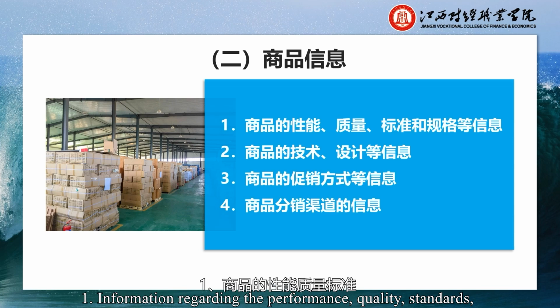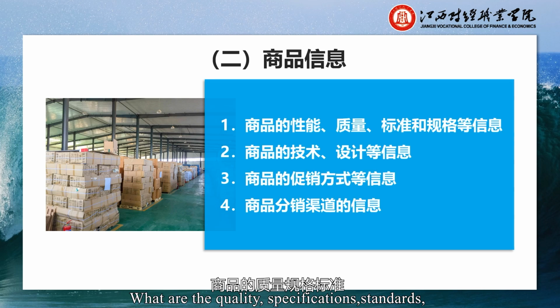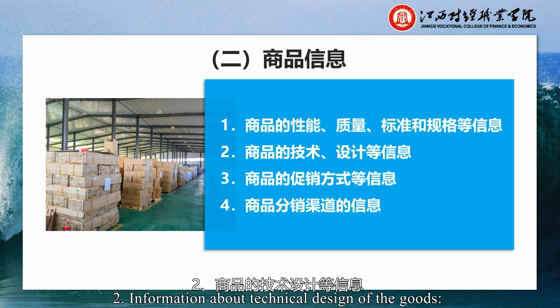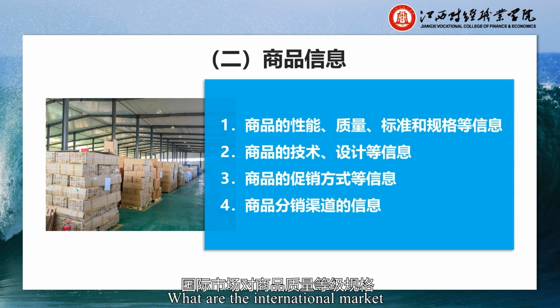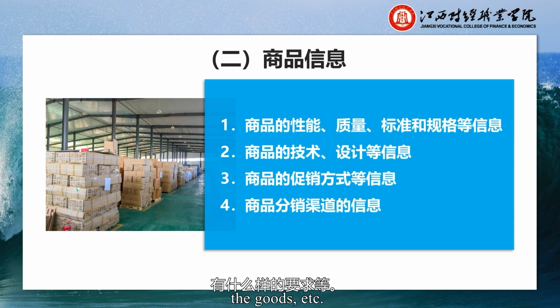First, information regarding the performance, quality standards, and specifications of the goods. What are the quality, specifications, standards, and grades of the goods, whether they are substitutes or complementary products, etc. Second, information about technical design of the goods. What are the international market requirements for the quality, grade specifications, trademarks, packaging design and appearance of the goods, etc.